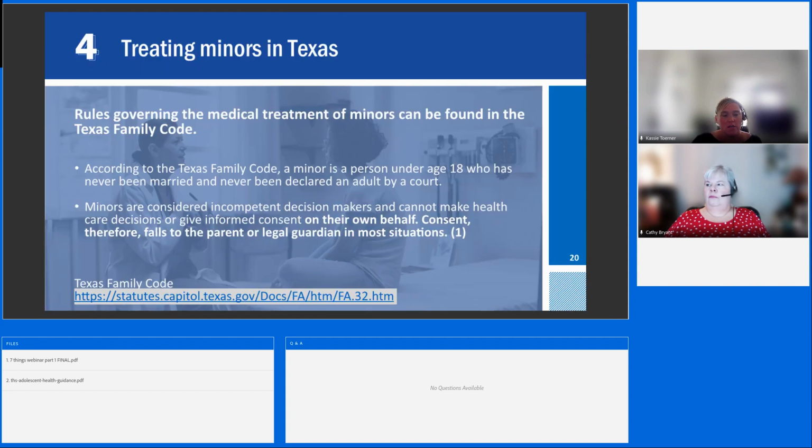So Kathy, we get a lot of questions, as you all know, in the risk management department about treating minors. So can you share a few tips with us on treatment of minors in Texas?